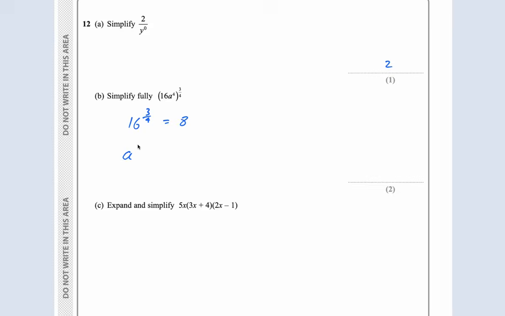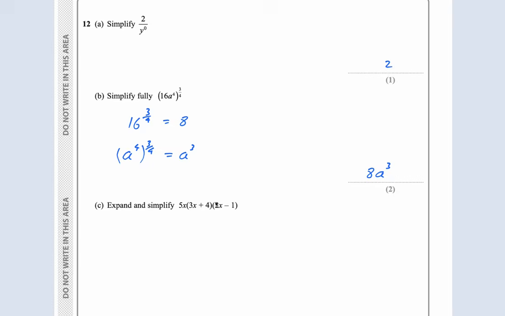And then a to the 4 to the power of 3/4. You have to do them both separately. You just multiply the powers. So that's just a cubed. So we're left with a final answer of 8a cubed. Then expand and simplify this.